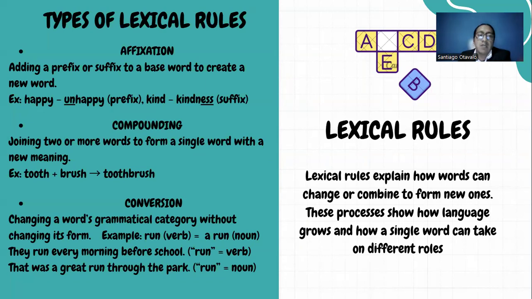For example, here we have the base word happy. If we add at the beginning of the word the prefix un, the word changes its meaning. Unhappy changes the word happy. In this case, unhappy means the opposite of happy, or is similar to saying sad. But in this case, we are adding the prefix un.